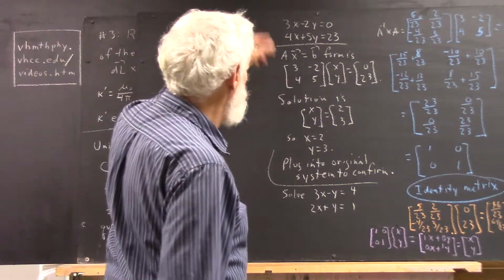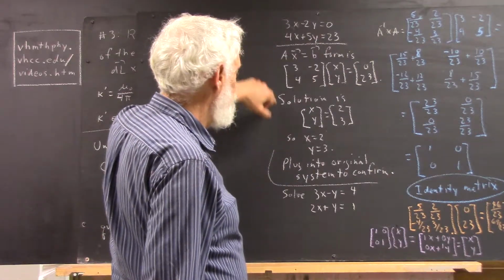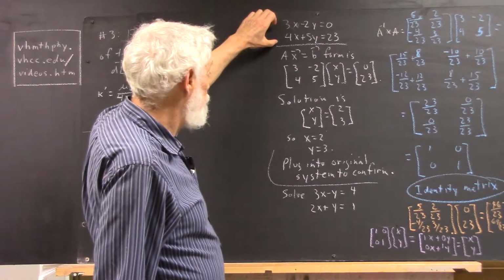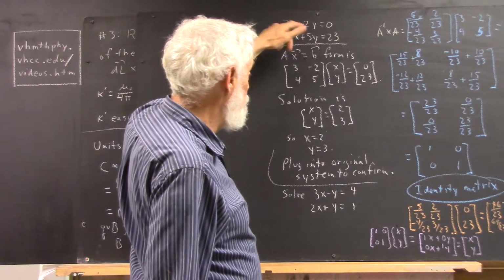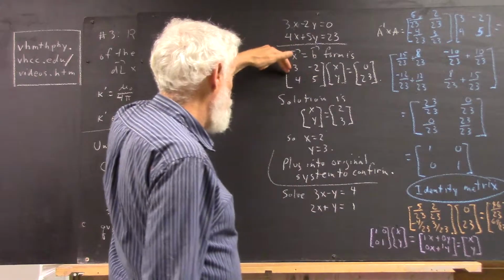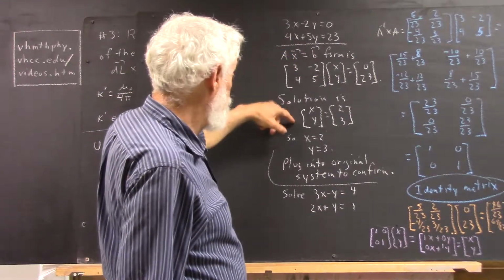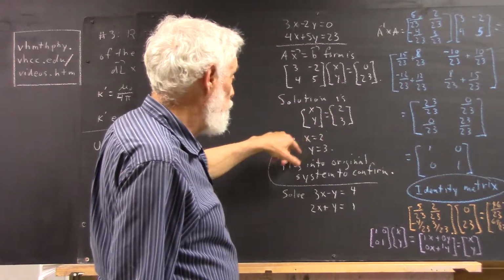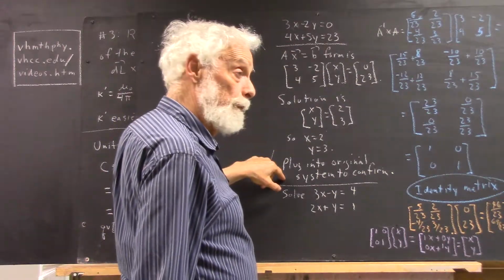Now here we summarize what we did. We started with our system. We put that in the form AX equals B, where X and B are the column vectors X, Y and 0, 23, and A is a matrix. And we did the matrix operations. We got the solution, X, Y equals 2, 3, so that X is 2, Y is 3. And we plugged that back into the original equation and confirmed.